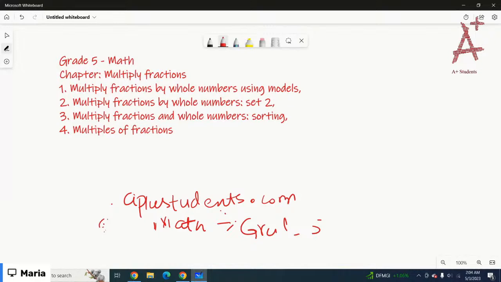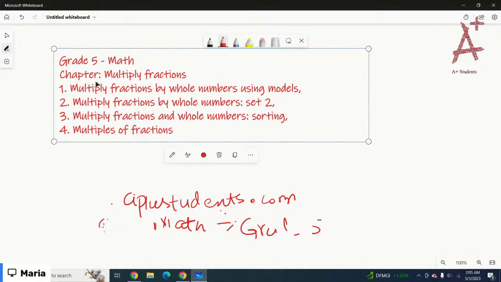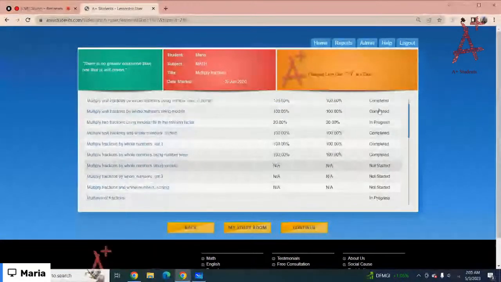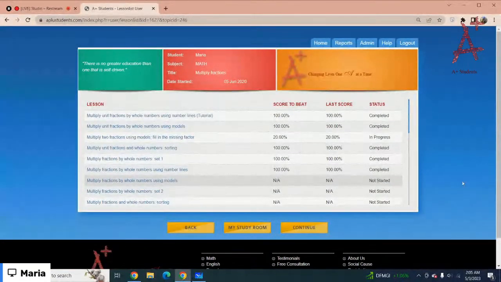So we're going to start with the chapter multiply fractions, and the lessons we're going to cover today are multiply fractions by whole numbers using models, multiply fractions by whole numbers set 2, multiply fractions by whole numbers sorting, and multiples of the fraction. So let's just start with the first lesson, that is multiply fractions by whole numbers using models. Here I'm on grade 5 maths. The chapter name is multiply fractions. So here is the lesson, multiply fractions by whole numbers using models. So let's just start with the lesson.